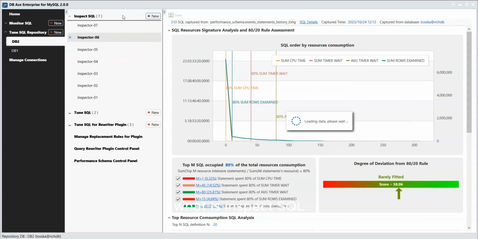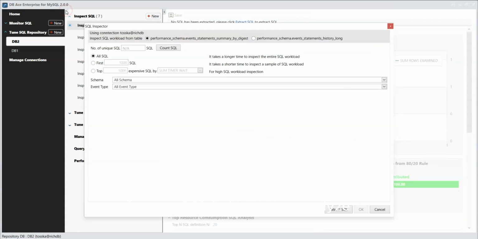What is Inspect SQL? Inspect SQL helps you to analyze a set of SQL statements that are captured by performance schema in the events_statements_summary_by_digest table or the events_statements_history_long table. There are a lot of SQL statements that have been collected by the performance schema in the MySQL database. You can count on the tables to see how many SQL statements are already captured.